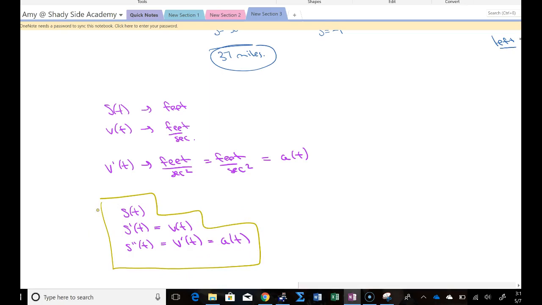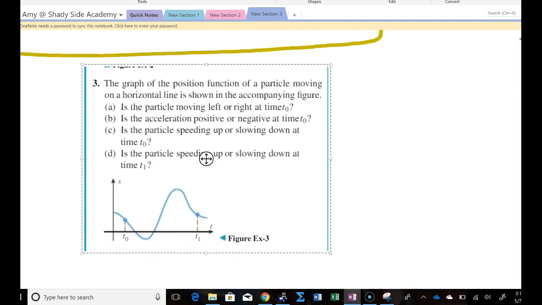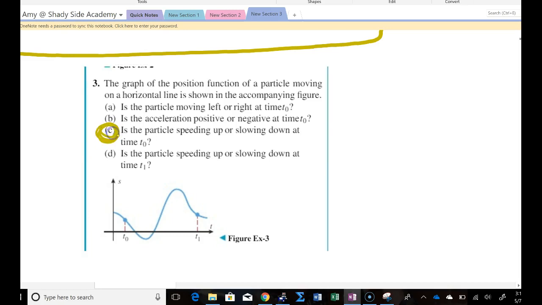And tomorrow I'm going to talk about how you could tell if the particle is speeding up or slowing down. Very, very important. What I'd like you to do right now is please do number 3 on page 294. It's right here, or you can look at it in your book as well. Go ahead and do this one. For right now, if you want to think about speeding up and slowing down, you can, but I'll talk about that tomorrow. But A, B, and D right now, please. And then replay me for the answers.